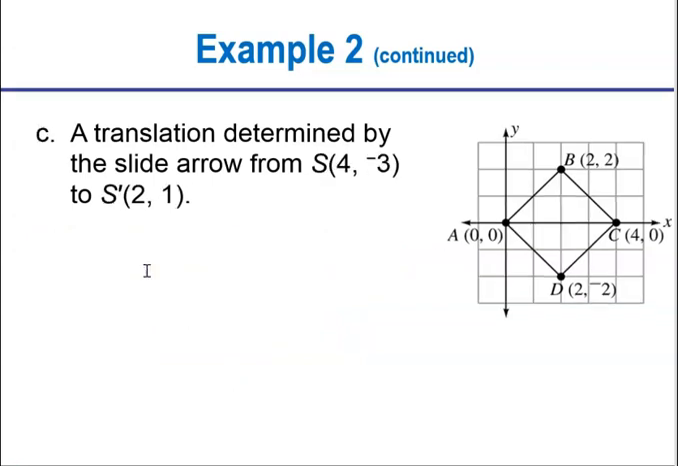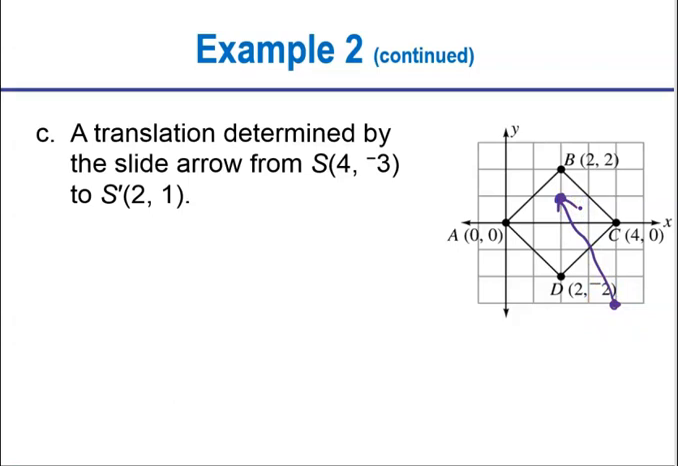Now let's look at part C. Different question. A translation determined by the slide arrow from S (4, negative 3) to S prime (2, 1). So they gave us a slide arrow that's at 4, negative 3. I really want to put it just on my graph here. 1, 2, 3, 4, negative 3. That's way down here. Okay, to 2, 1. Yeah, I have that in the right spot. So that's our slide arrow.